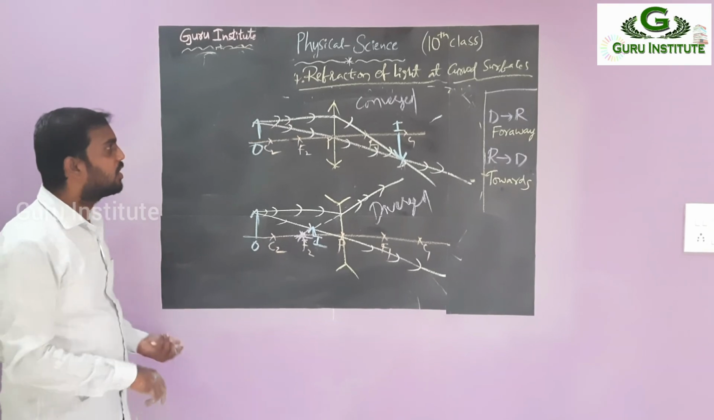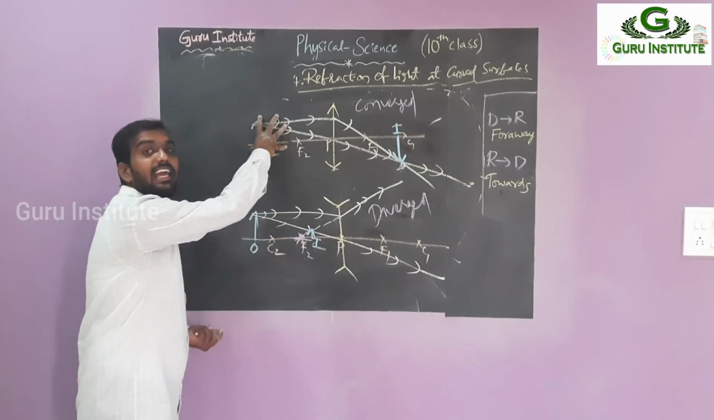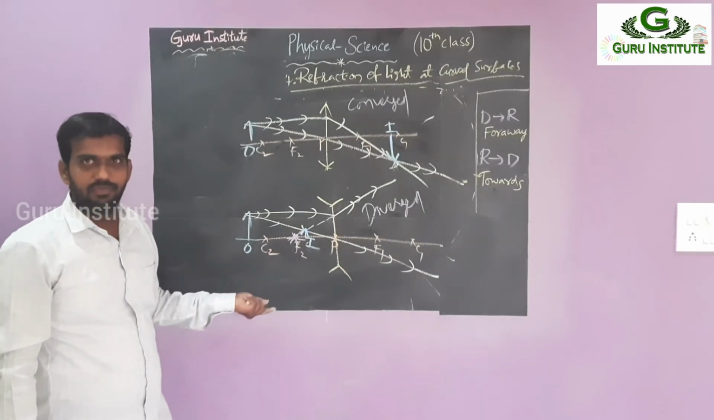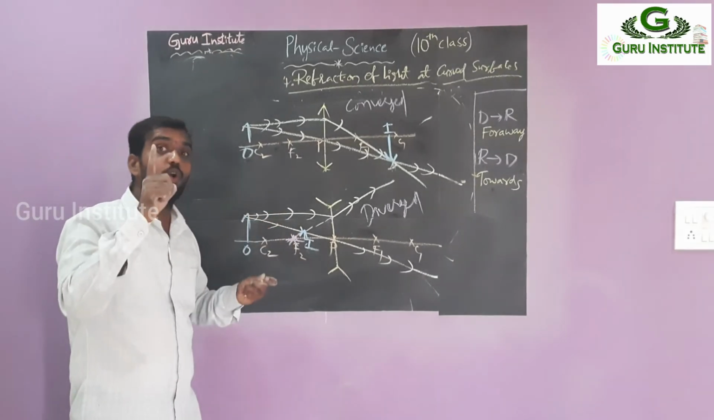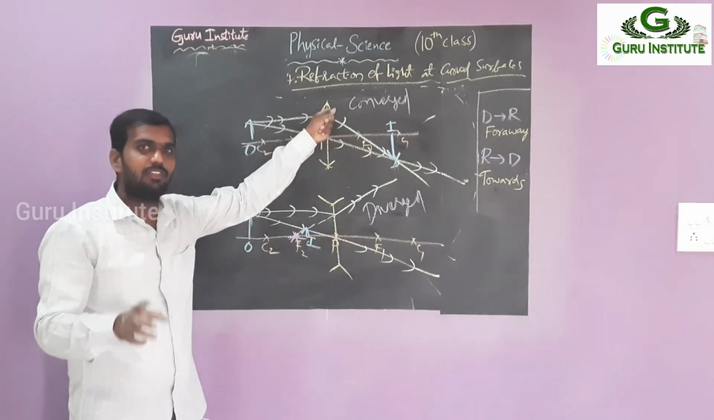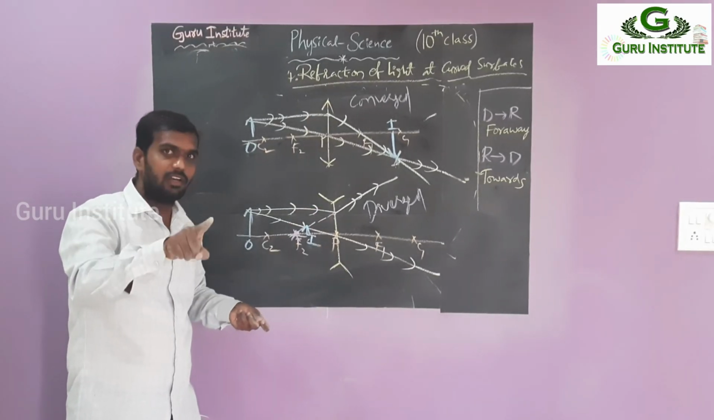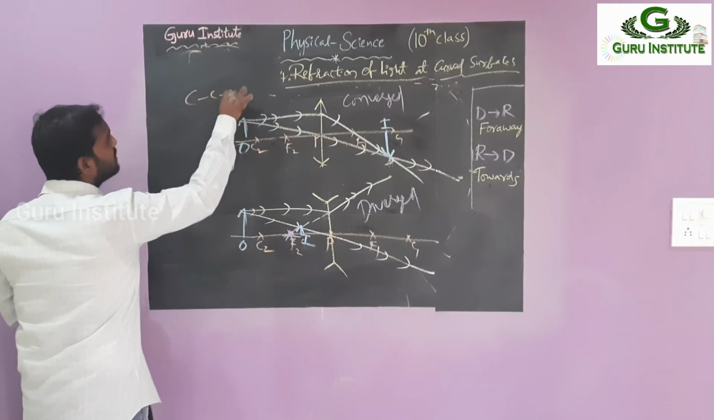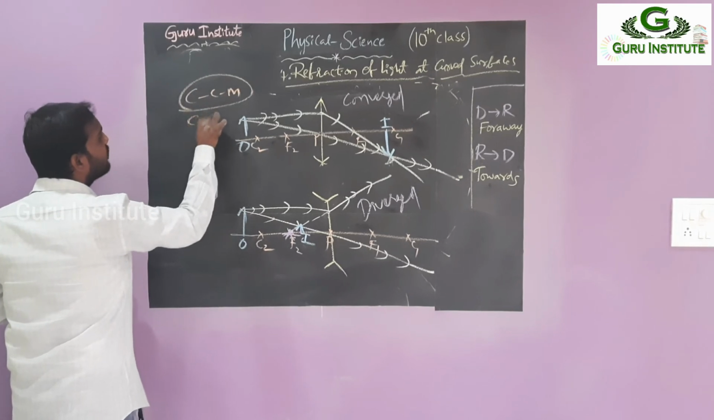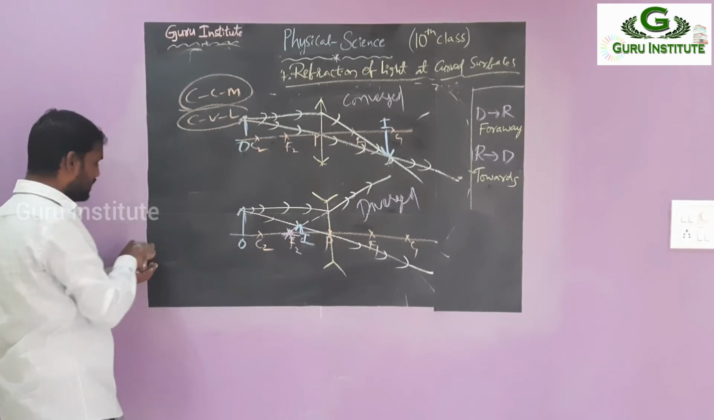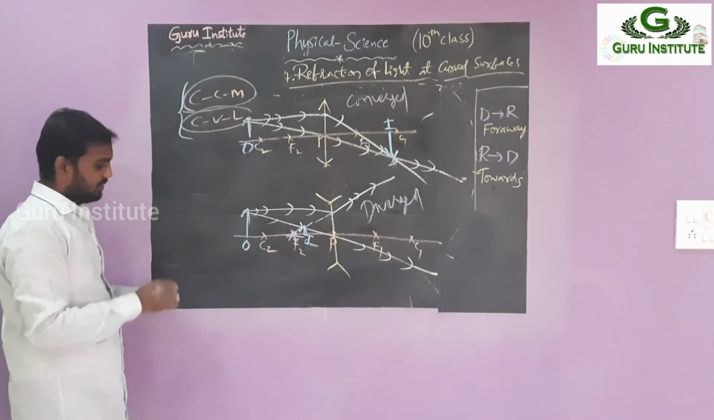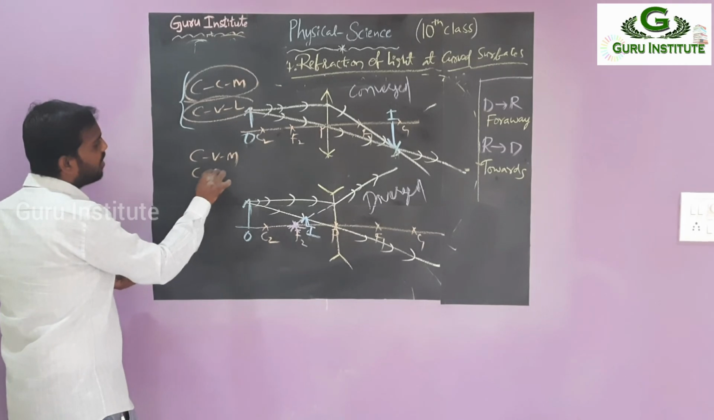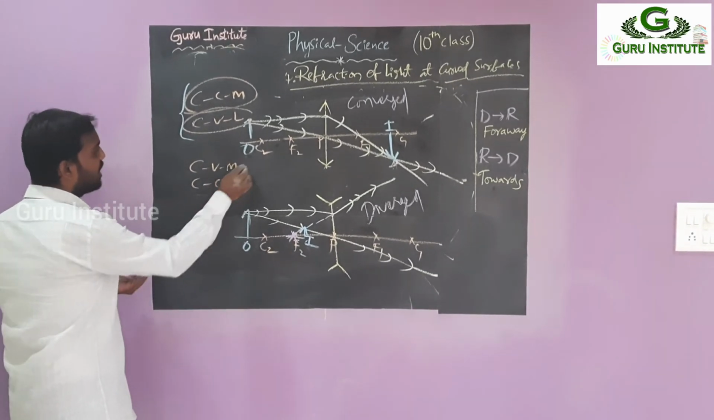So if you observe this one, what do you observe? This is like a concave mirror, right? So this one is like a convex mirror. So just the names are different. Concave mirror and convex lens have similar properties. These two have similar properties. Then convex mirror and concave lens, these two have similar properties.